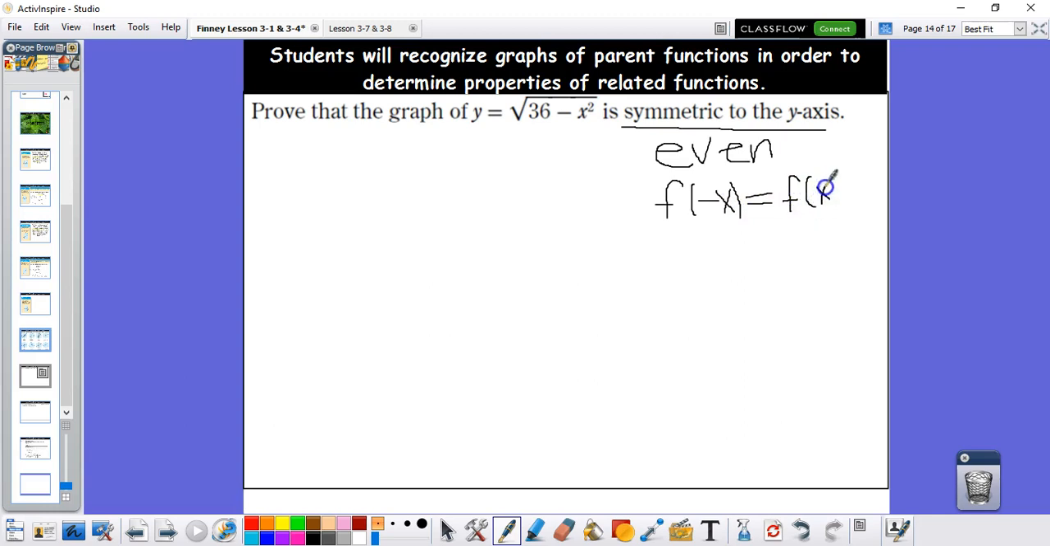So you're probably sitting there saying to yourself, oh, Finny, I miss you. I miss you guys too. But you're really saying to yourself, Finny, I see no f of x. But you do remember from your Algebra 2 teacher that f of x is the same as y.